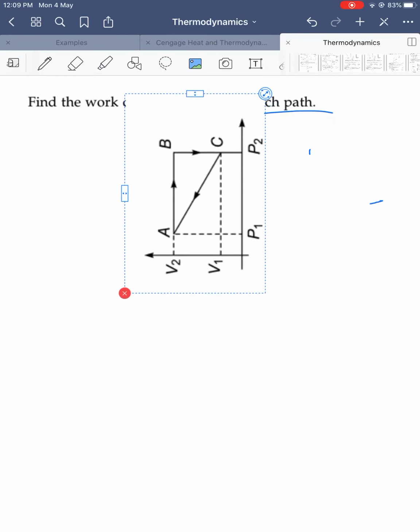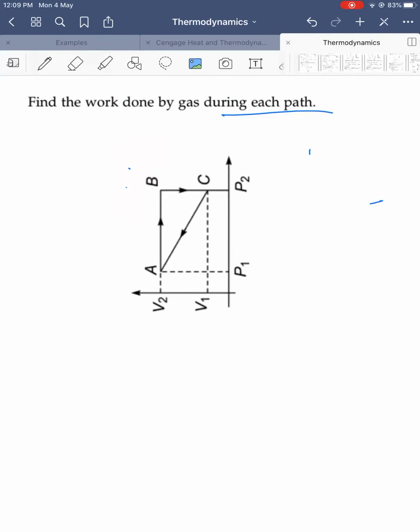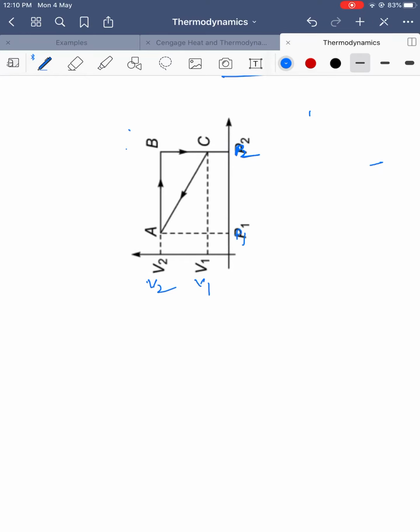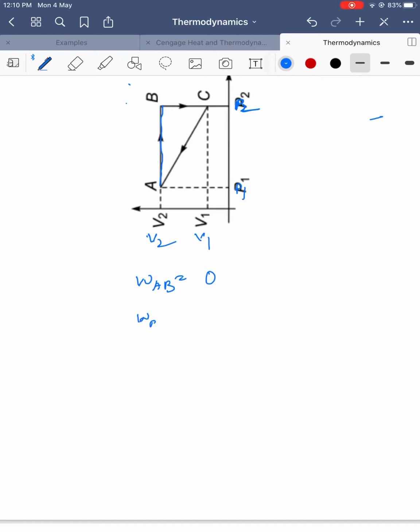I am rotating it. Now if you see, it is properly situated, V2 and V1, P1 and P2. Work done in AB process: it is isochoric, so work done in AB is equal to 0. Work done in BC is equal to the area under the curve, for the complete section. BC is given only up to the BC section. So area is equal to P2 into width, V2 minus V1.